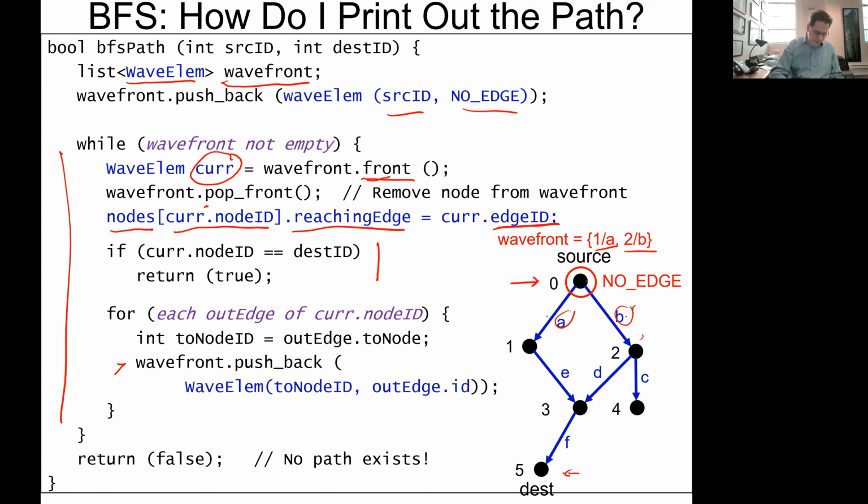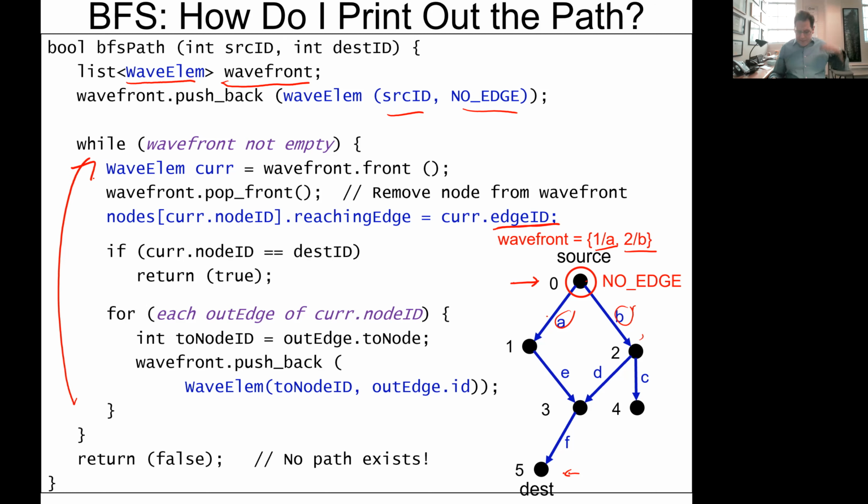And then I go back, let's erase all this. So I go back to the top of my while loop. All right, and I do it all again. So now I take this node that's at the front of my wavefront, or this wave element at the start of my wavefront, and I go there. Okay, so I'm off at node 1, not at my destination, so I'm going to go look at where can I get to. I can get to here, so I'm going to put that node 3 into my wavefront, and I'm going to record that I got there through edge E. So that goes into my wavefront.